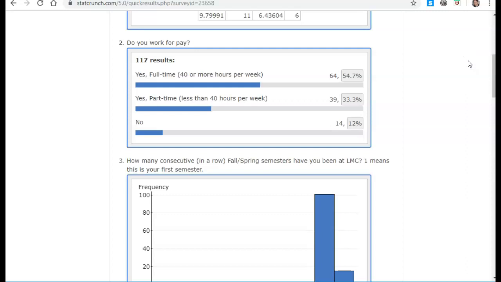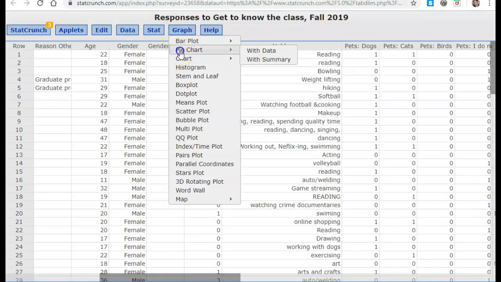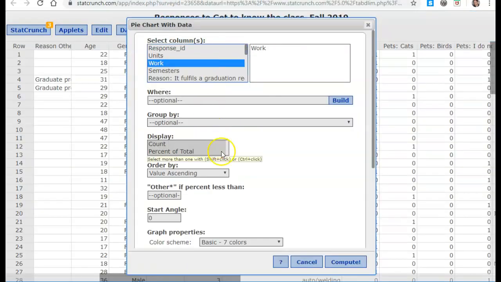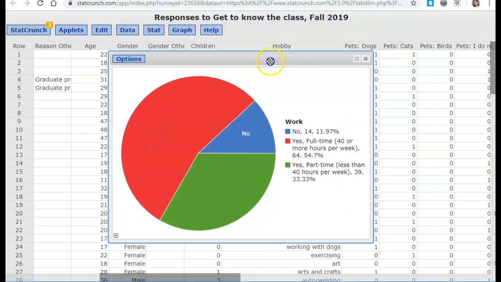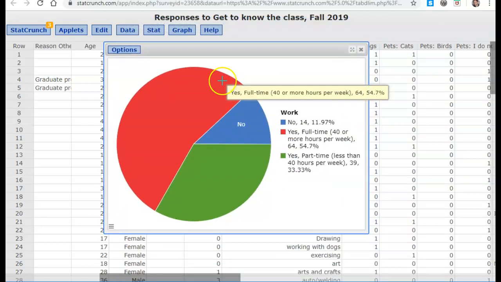StatCrunch made a bar chart of work status that shows most individuals work full-time. I think a pie chart is easier to read. When I see how many people work full-time, I hope that they are taking fewer units because they're very busy people. To investigate this, I will make histograms of units grouped by work status.